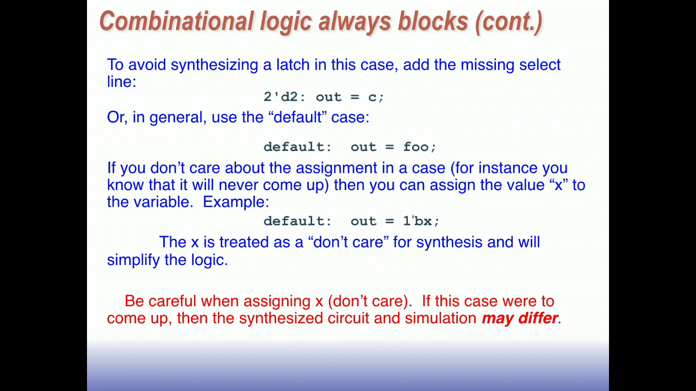So this is treated like the dashes we had when we were doing the Karnaugh maps. The synthesizer can use that don't care and simplify the circuit in a way similar to what we said. It will choose to make that x a 0 or 1 to make your circuit simpler or faster or smaller, whatever it's trying to do at the time. So that's a nice thing about Verilog. It's a little weird, though, because you have to be careful when assigning don't cares.